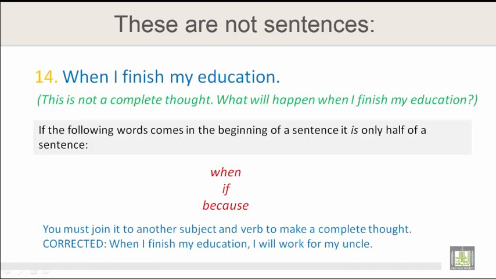Number 14. When I finish my education. This is not a complete thought. What will happen when I finish my education? If the following words come at the beginning of a sentence, it is only half of a sentence: when, if, and because. You must join it to another subject and verb to make a complete thought. The corrected version of number 14 is, when I finish my education, comma, I will work for my uncle.